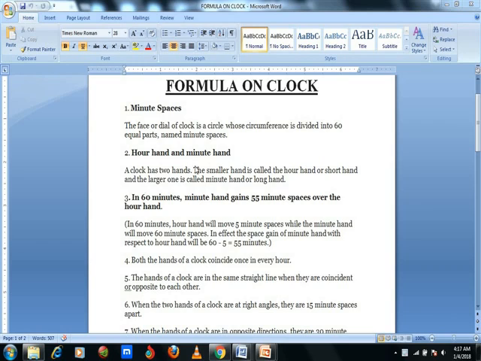Next one, hour hand and minute hand. A clock has two hands. The smaller hand is called the hour hand or short hand, and the larger one is called the minute hand or long hand.